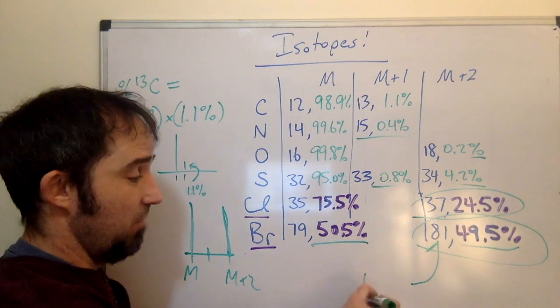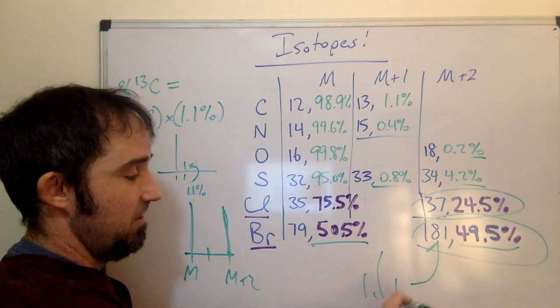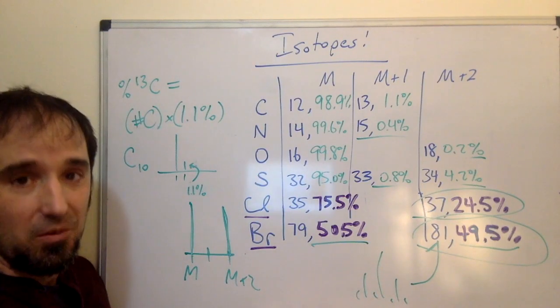If I have 2 bromines in the molecule, now I get to these kind of triplet-y things that almost look NMR-ish.